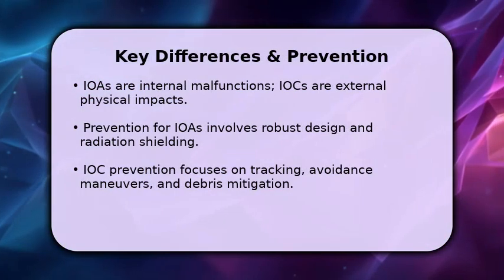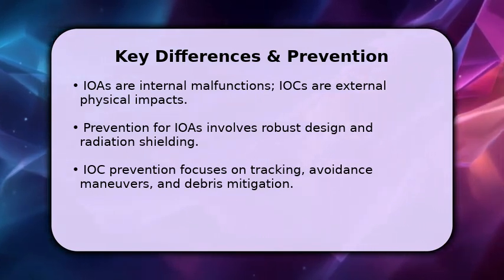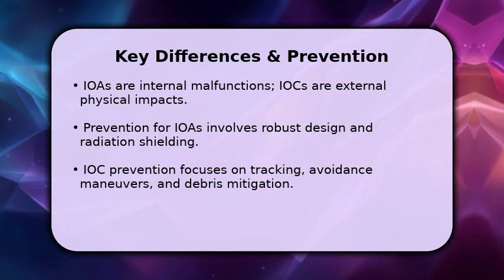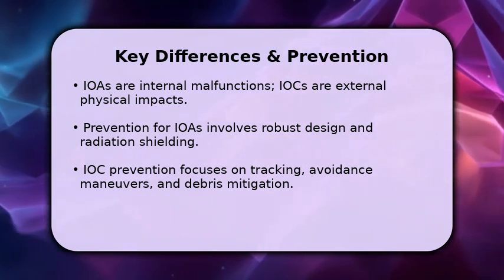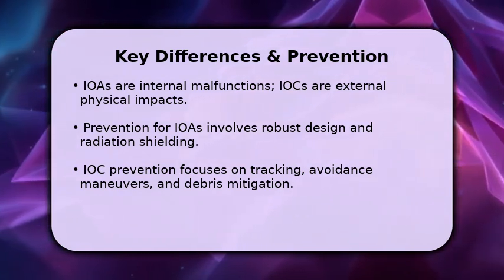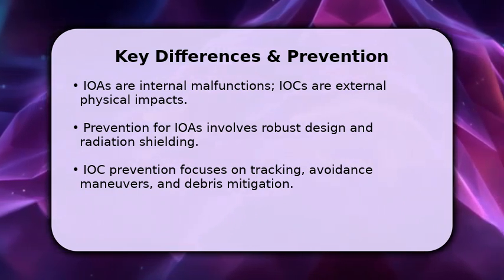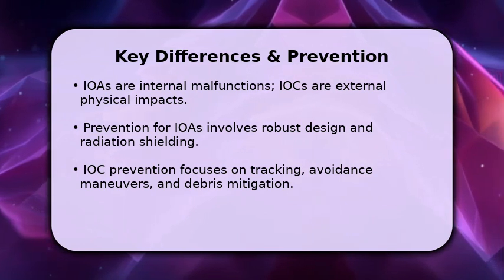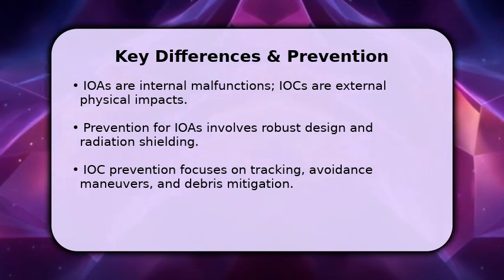The fundamental difference is that an IOA is an internal malfunction, while an IOC is a physical impact. Preventing IOAs involves rigorous satellite design, including advanced radiation shielding and fault-tolerant systems. For IOC, prevention relies on precise space surveillance, predicting potential conjunctions, and executing avoidance maneuvers. Additionally, responsible end-of-life disposal of satellites helps mitigate the accumulation of hazardous space debris, ensuring a safer orbital environment for everyone.